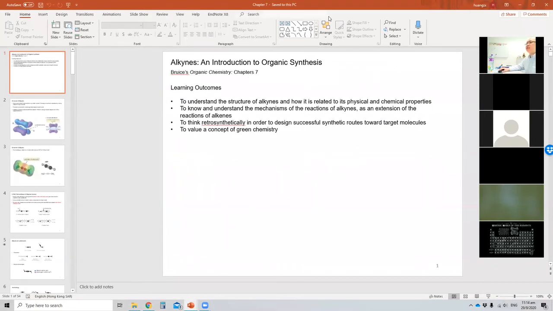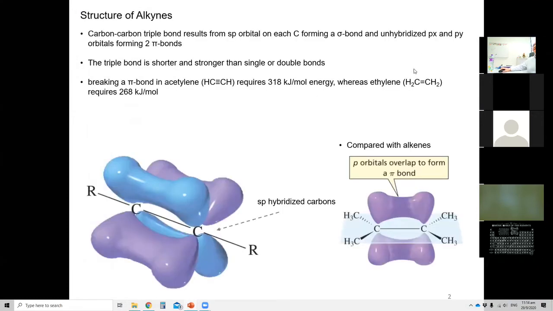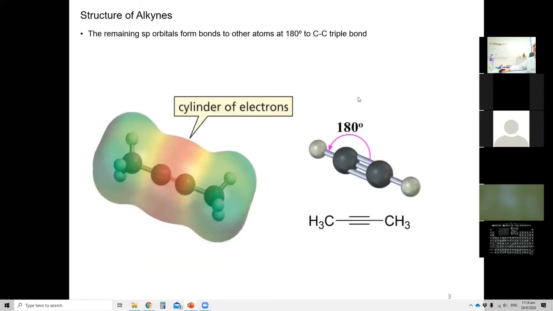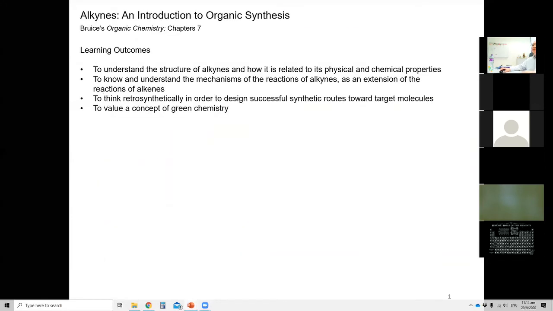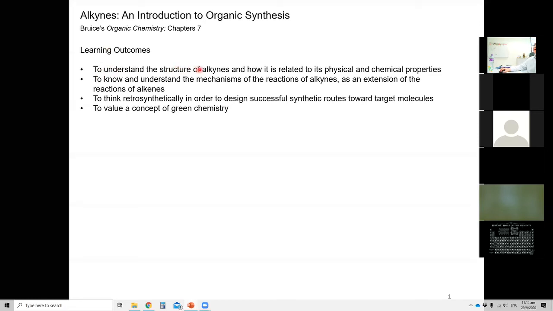Okay, so we just talked about the alkenes, right? In chapter 7, what we will talk about is another type of functional group, which is the alkynes. First, here are the learning outcomes of this chapter. You need to understand the structure of alkyne.